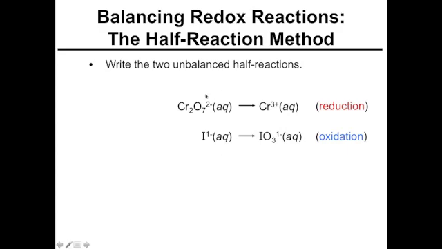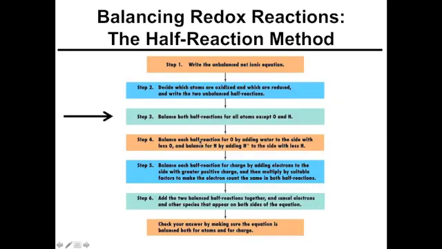Now you notice that there are oxygens on this side but none over here. And same thing here, we have oxygens here but none over here, but that's okay, we'll balance those in just a minute. Step 3 says balance the half reactions for all atoms except for oxygen and hydrogen. Okay, pause this for just a minute and balance that.